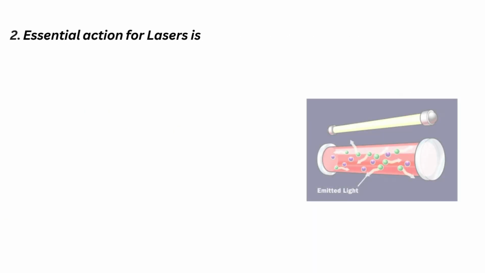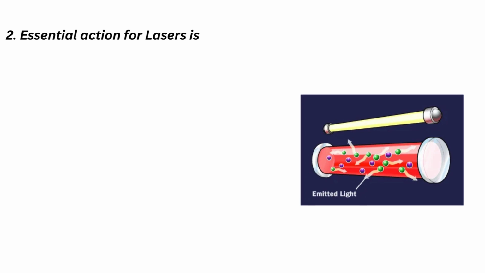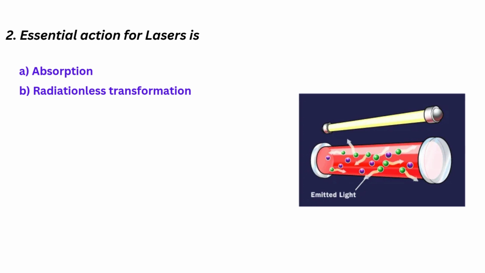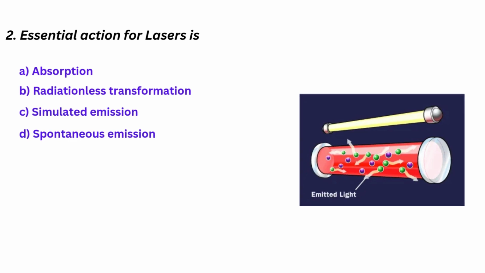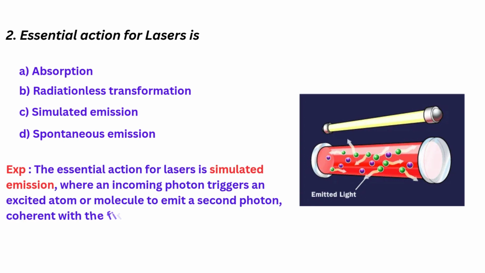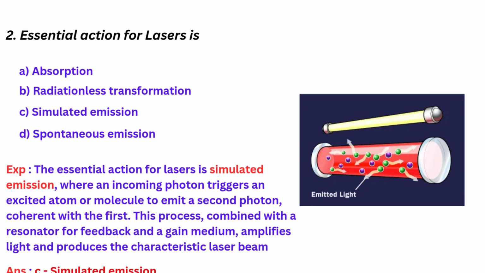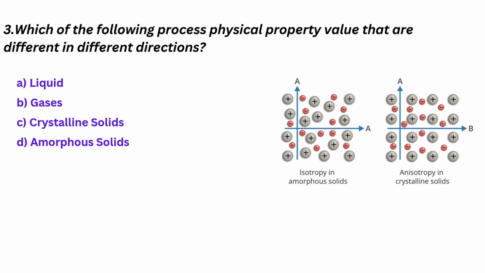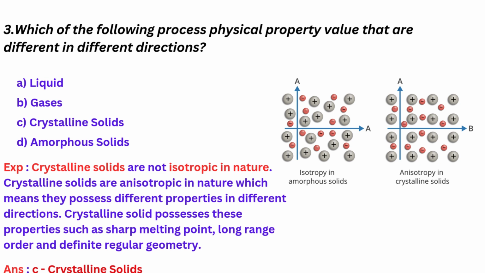Essential action for lasers is, the choices are absorption, radiationless transformation, stimulated emission, spontaneous emission. Essential action for lasers is stimulated emission. Which of the following possess physical property values that are different in different directions? Options: liquids, gases, crystalline solids, amorphous solid. The correct one is crystalline solids.